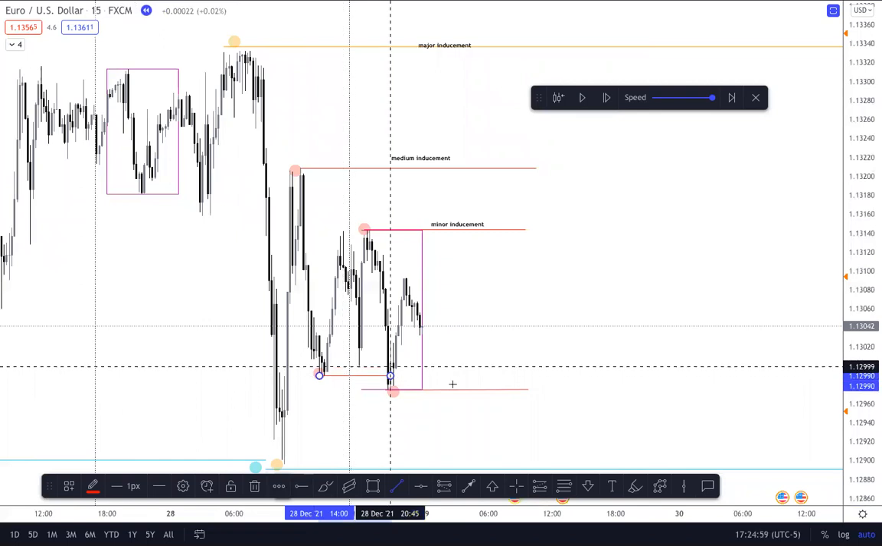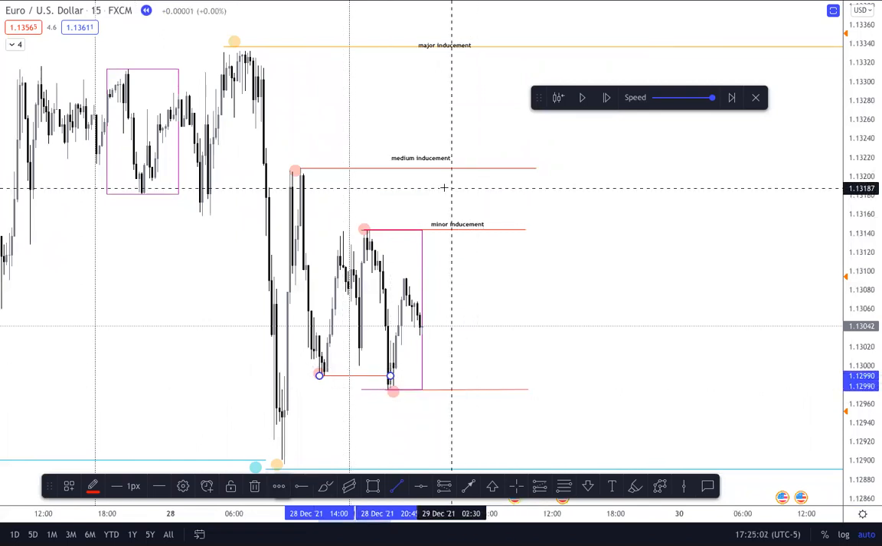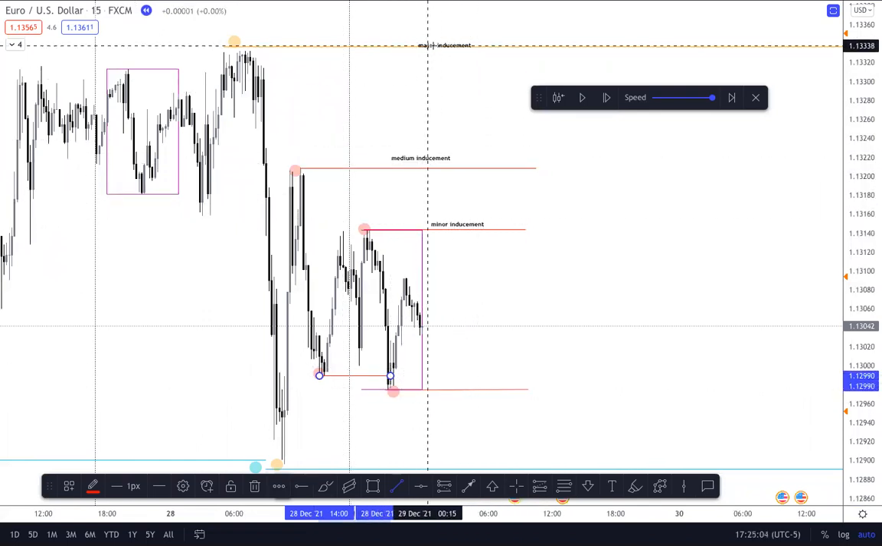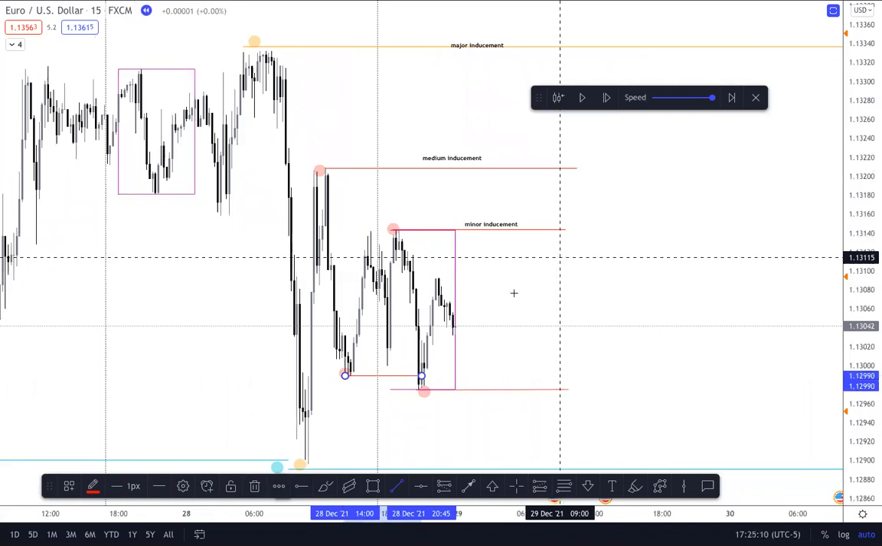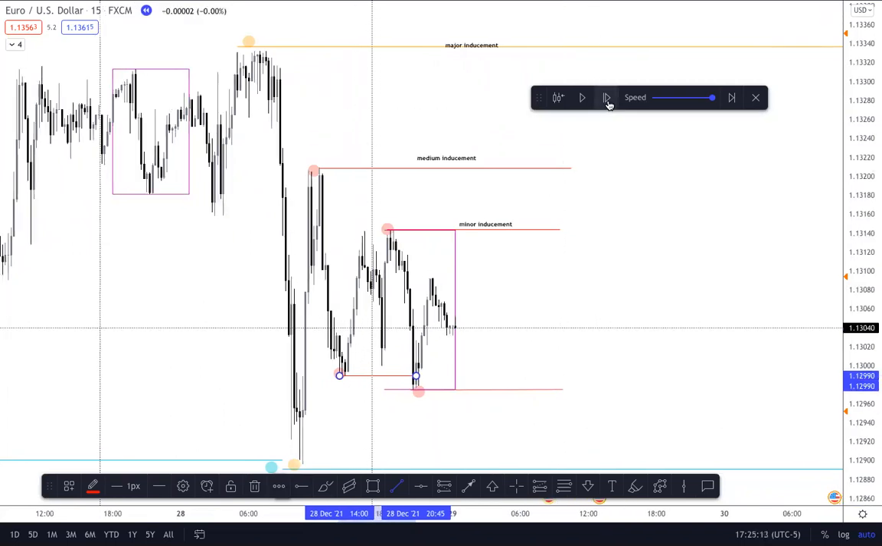Structural phase 1, structural phase 2, structural phase 1, structural phase 1, structural phase 1. Minor inducement, medium inducement, major inducement. We need to watch the price action and see how it reacts.